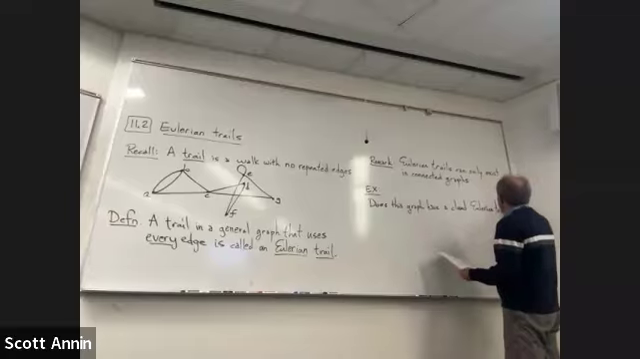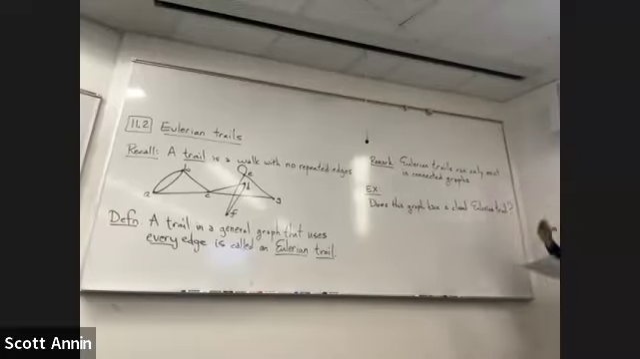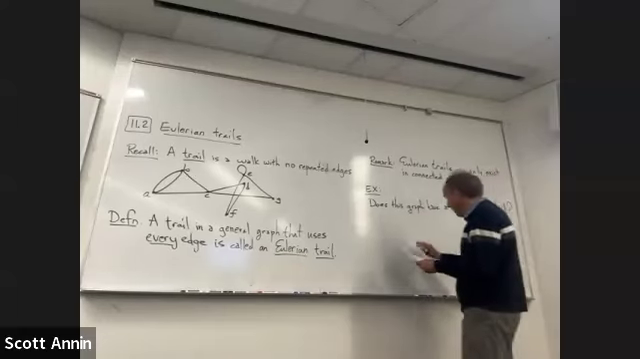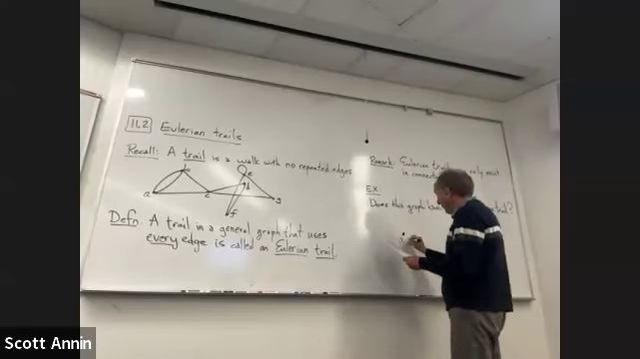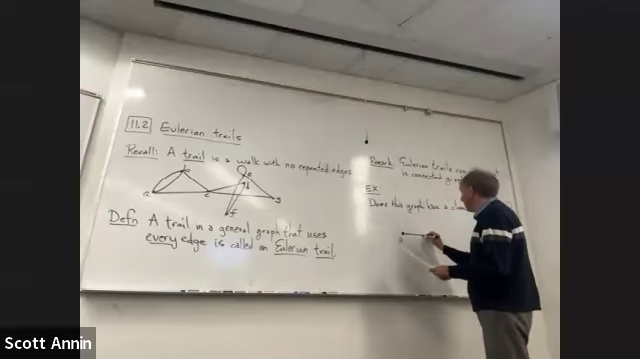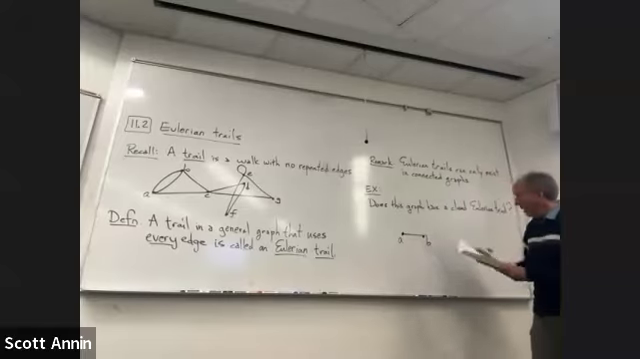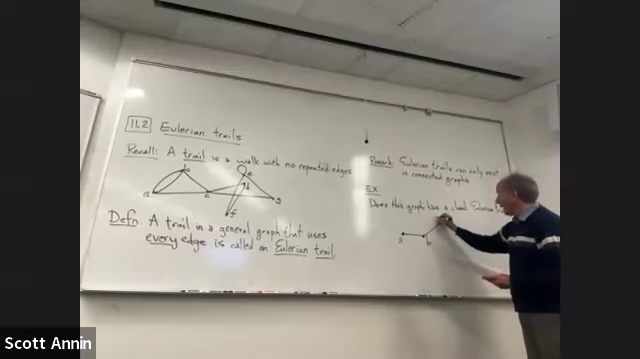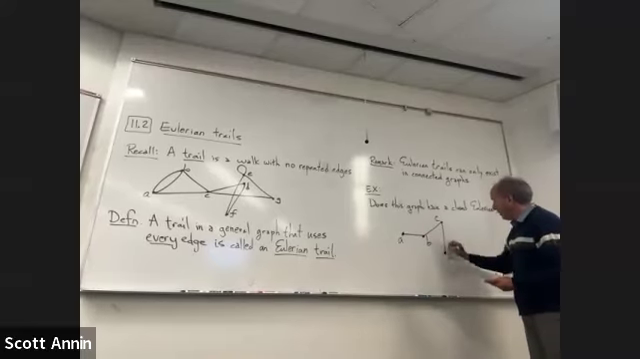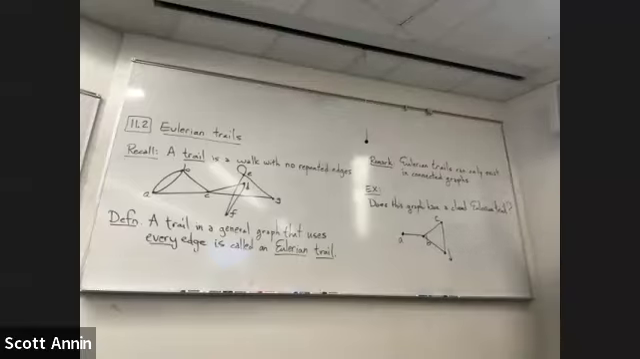So this is going to be a closed route that uses every edge exactly once. So here's my picture. I'm going to put a vertex A connected on the right to a vertex B. And then I'm going to form a triangle out of that. So B, C, and D makes a triangle here.